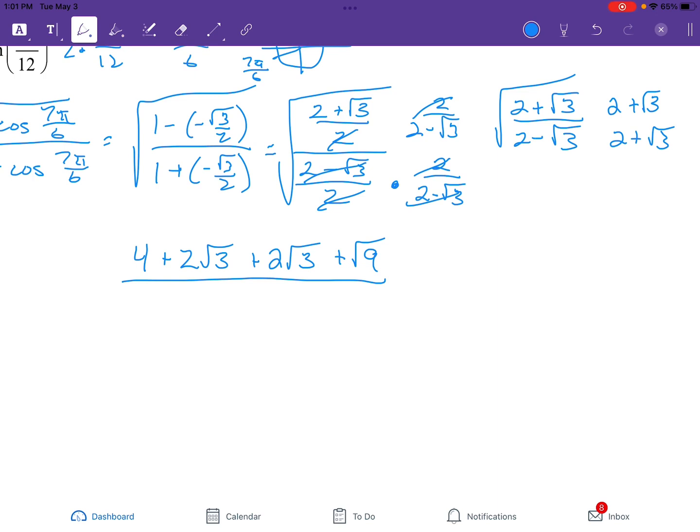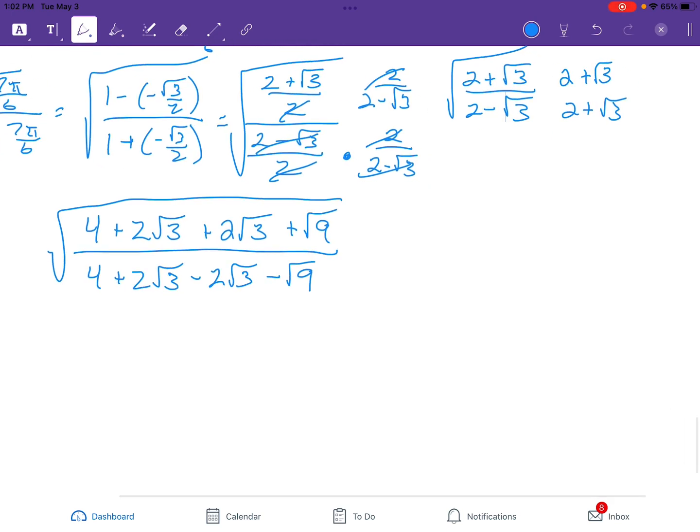All right, on the bottom, 2 times 2 is 4. All right, 2 times root 3 is positive 2 root 3. Negative root 3 times 2 is negative 2 root 3. And then negative root 3 times positive root 3 is negative root 9. It still has a big square root on the top of it. That's better. All right, we're going to combine our like terms.